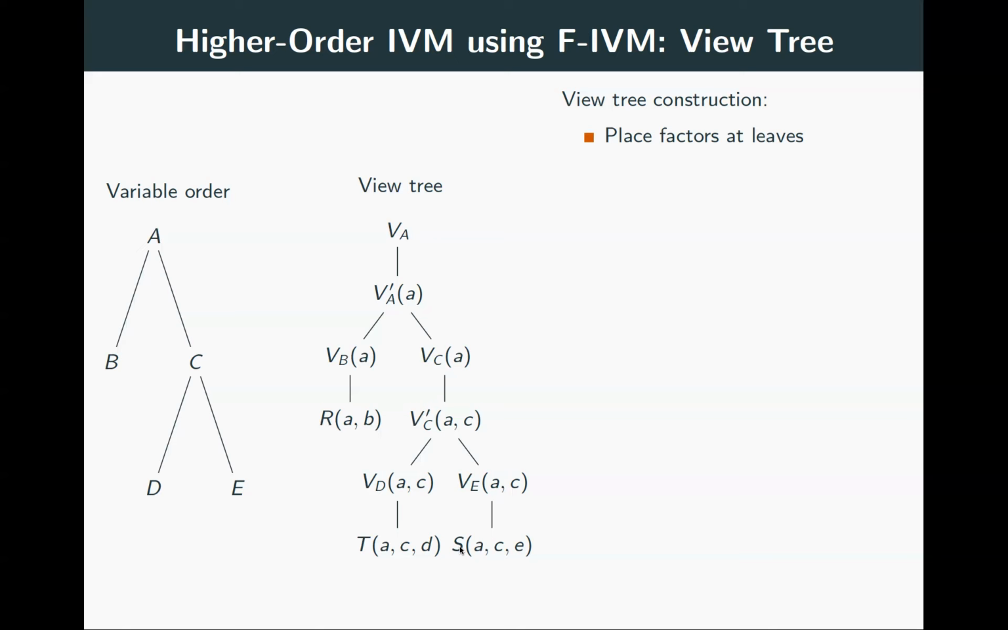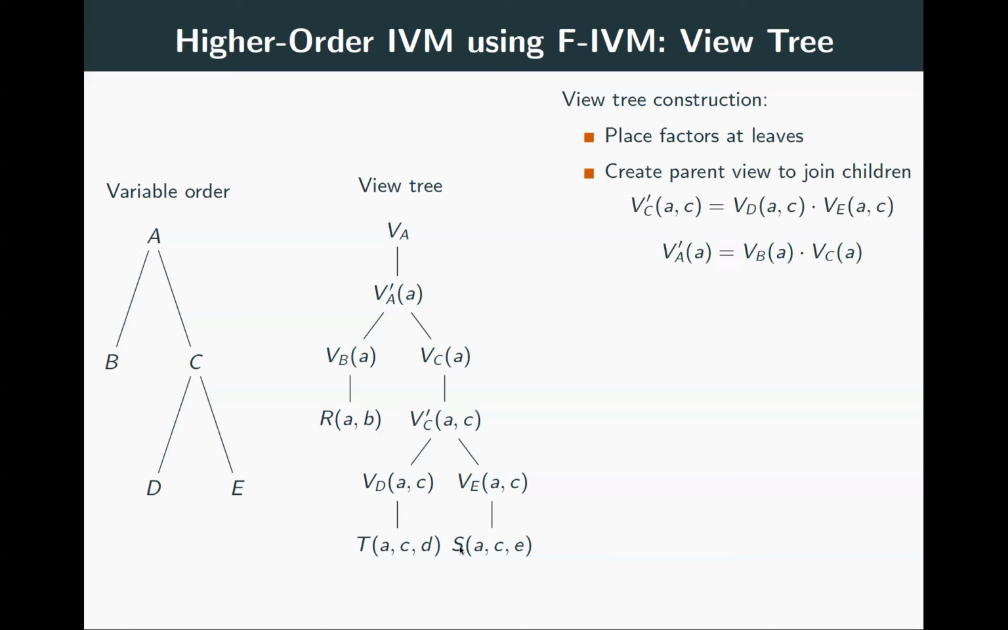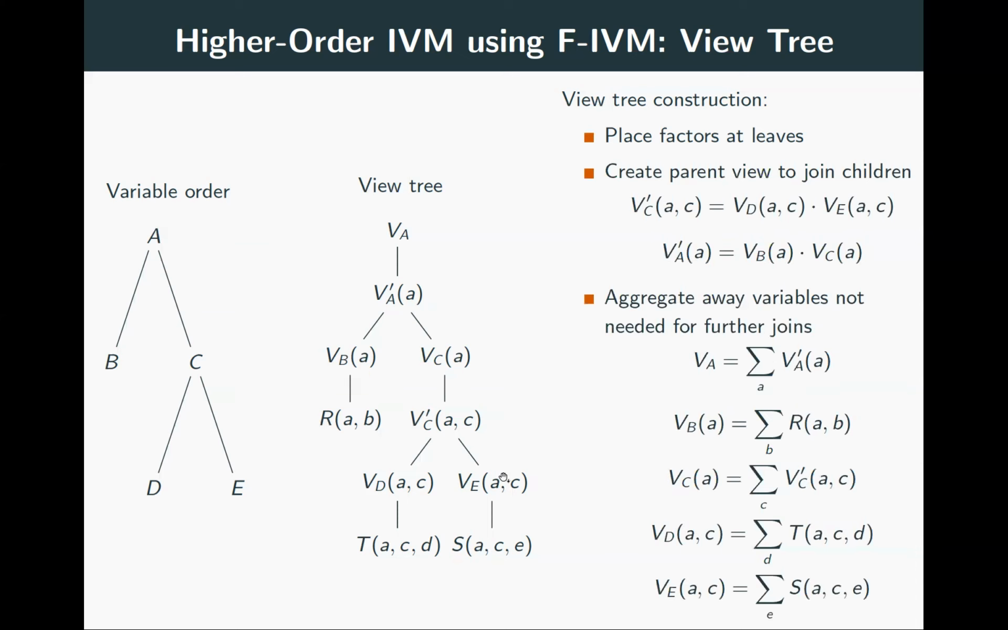Okay, so let's first go over this and then I'll take the question. We put these views at every branching point to join whatever is below, which essentially always does an intersection. They do intersections. And then I put the other views to aggregate away variables that are not further needed for joins.